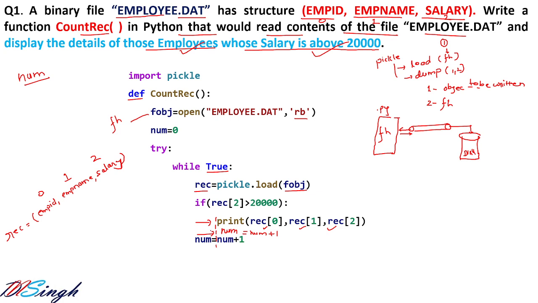After incrementing, we will again go to the loop, and we will do this for all the records in the file. And when the file is exhausted, it is going to generate an exception called EOF, end of file exception, or error. That end of file error will be generated from here, and this will break the while loop, and we are going to catch that exception inside the except block. And once we catch that exception, our job is to close the file handle. That's it. Our job is done.